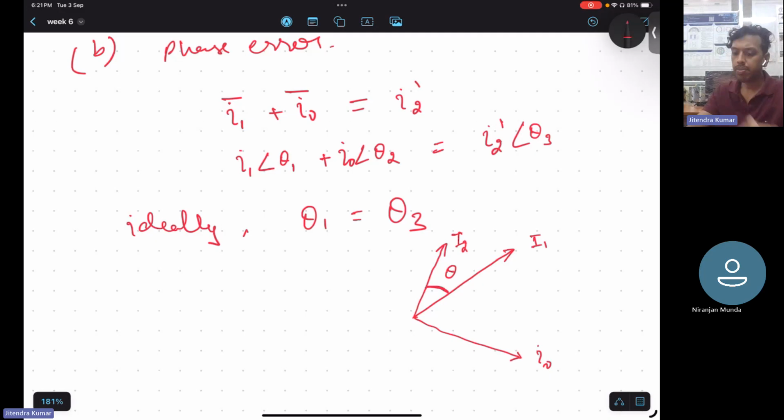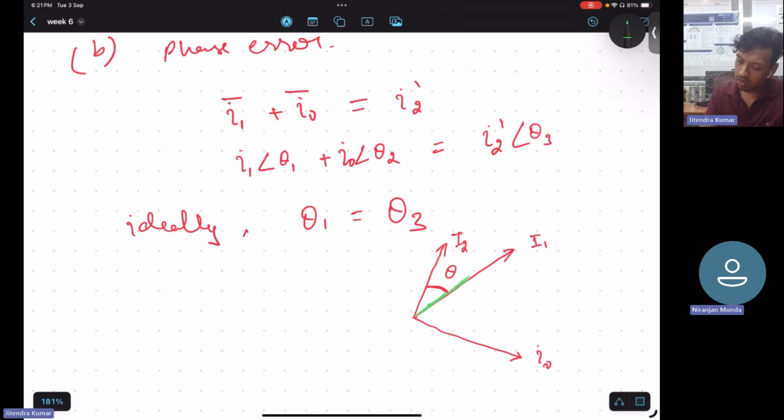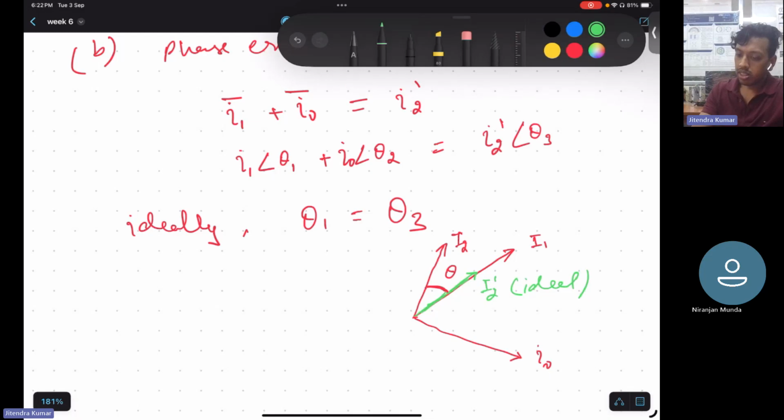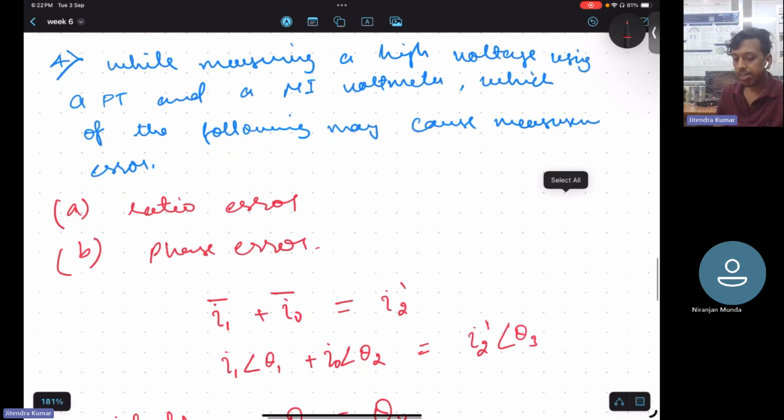Otherwise, ideally, what should have happened? The phase angle between both should be zero. Yes, both should have been the same. So this is the phase error. But because of phase error, could we experience any measurement error? Because if you are going to measure, you are not going to get any angle from the measurement, right? You will only get magnitude, but the angle you could calculate separately.